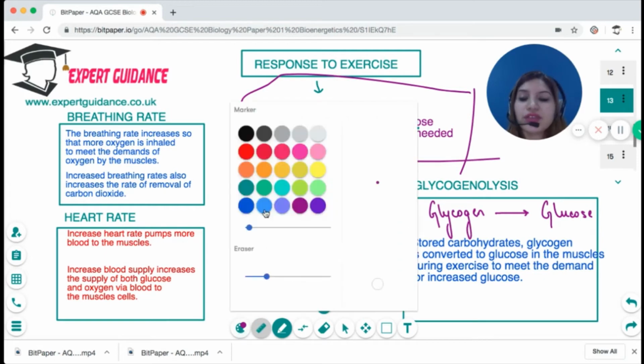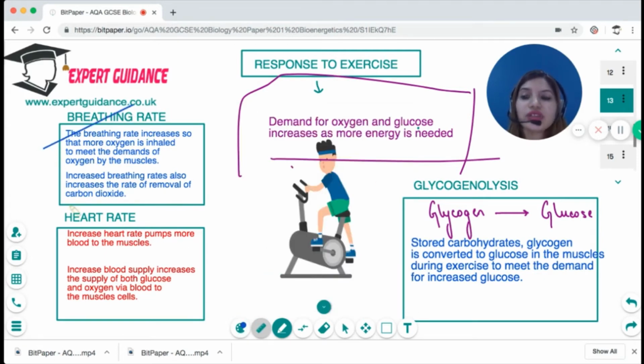So the breathing rate increases so that more oxygen is inhaled to meet the demands of the oxygen by the muscles. On the other hand, when you're exercising a lot, as your respiration rate increases, the carbon dioxide is built up at a greater rate in your cells. So that also needs to be expelled out of the body, and that again happens via increase in breathing rate.